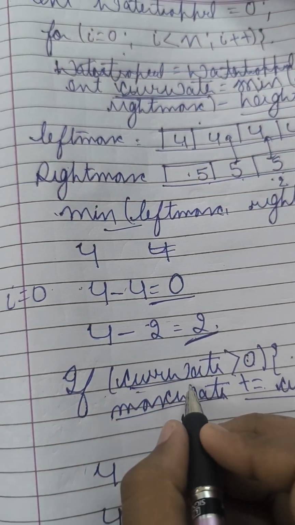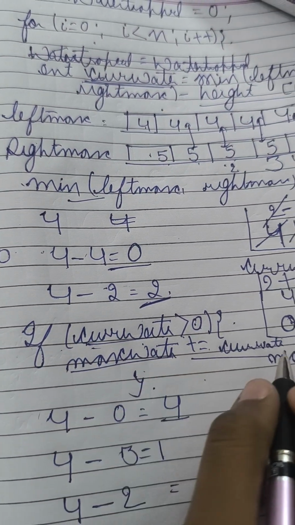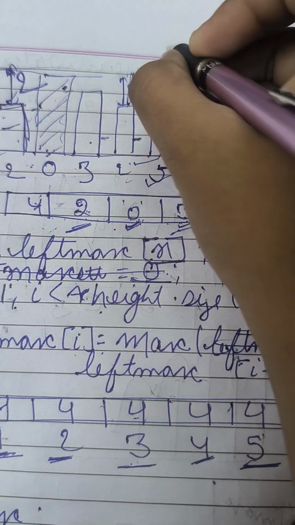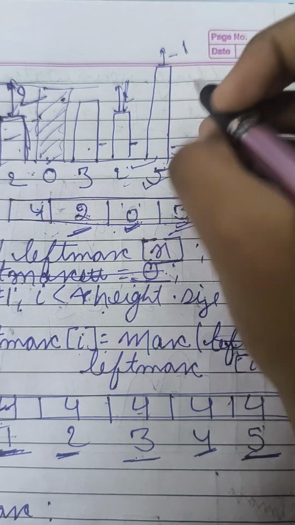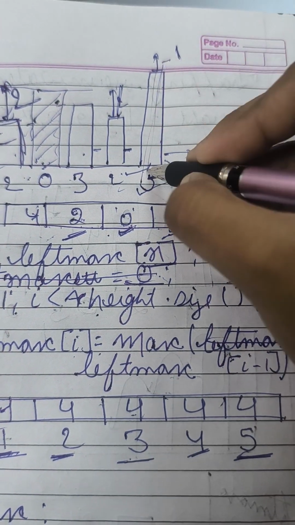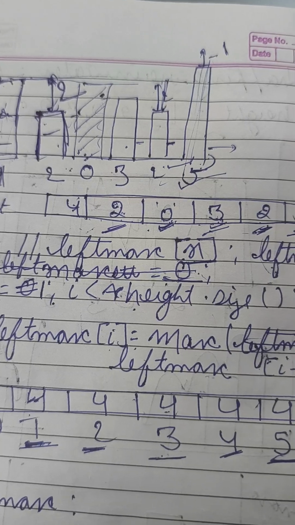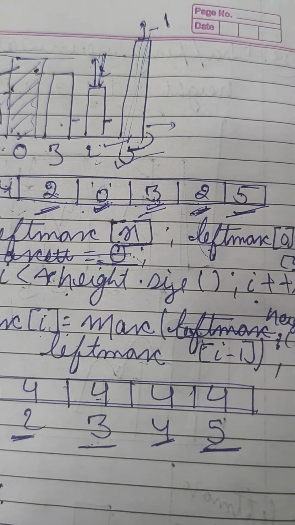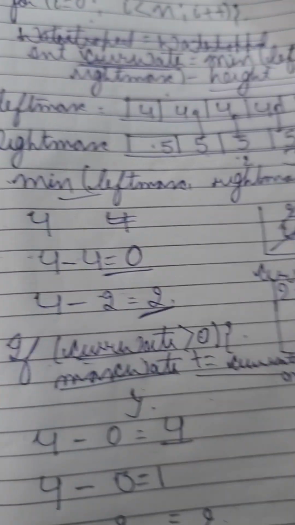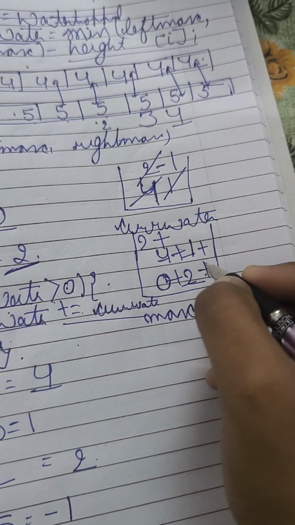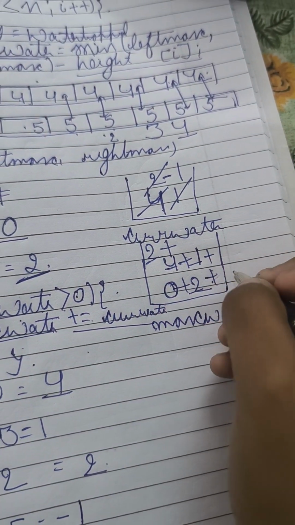Now it will check, is current water greater than 0? Not at all, so don't add it. Doesn't it make sense? You could see over here that at the 5th position it gave minus 1, so it is not going to store any value, and it doesn't make sense to add it, right? So now we are going to add this: 4, 5, 6, 7, 8, 9.